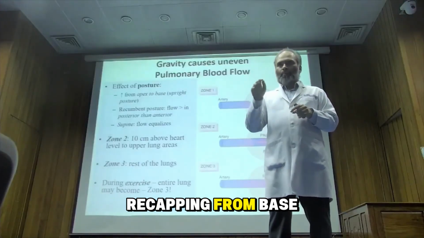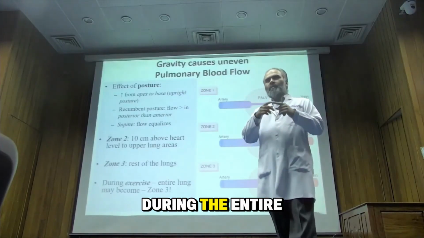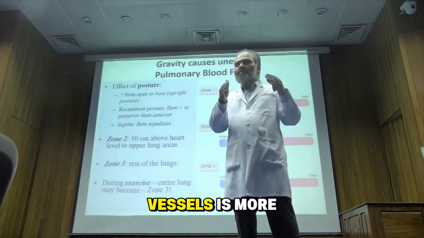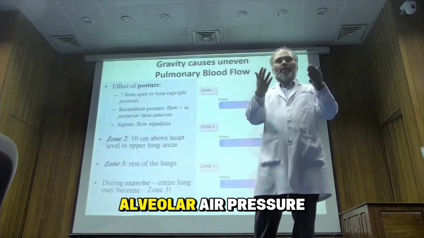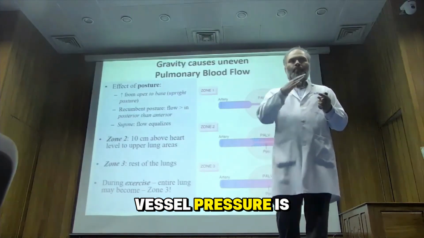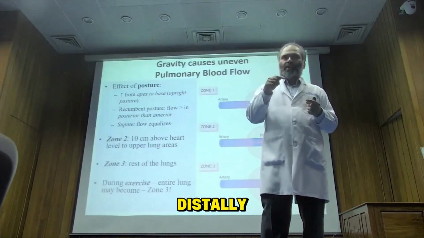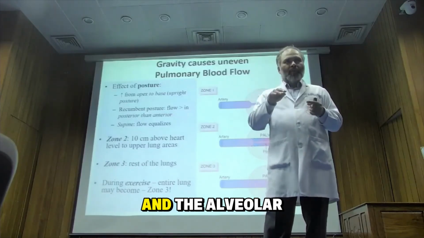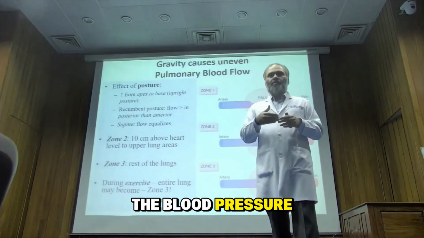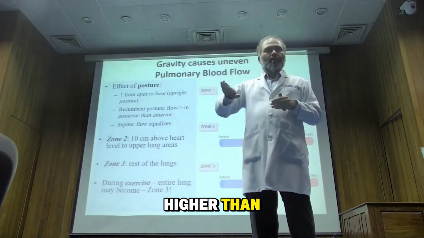So I'm quickly recapping from base to apex. In basal areas, lower areas of the lung, during the entire cardiac cycle, basically the pressure inside the alveolar vessels is more than alveolar air pressure, ventilation. In the middle areas, it depends. During systole, the vessel pressure is more and it equates with the alveolar pressure. However, in diastole, the pressure within the vessel drops and the alveolar pressure compresses it. In higher areas, it's the reverse. The blood pressure never beats the alveolar pressure. Ventilation is always higher than perfusion.